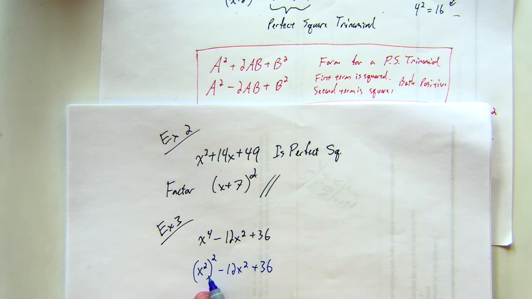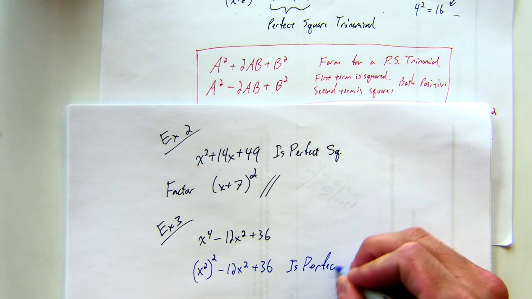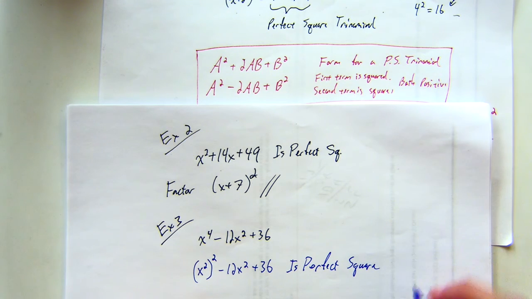So we can see that our first term is in fact a square. It's x squared that is squared. And then our last term, is this a square? So my a in this case is what? x squared. And then my b is 6. So is the middle term equal to 2 times 6, or negative 2 times 6, times x squared? Yes. This is also a perfect square. It is a perfect square.